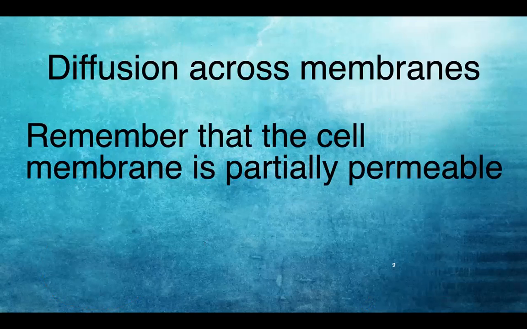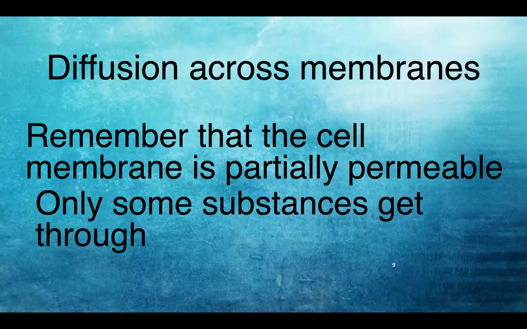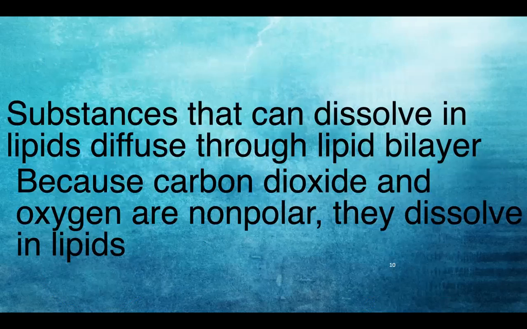Okay, remembering that the cell membrane is partially permeable, so only some substances can get through. The only substances that are able to diffuse through the cell membrane are going to have to be able to dissolve through the lipid bilayer. This means that they have to be nonpolar. So only nonpolar substances can diffuse through the cell membrane.